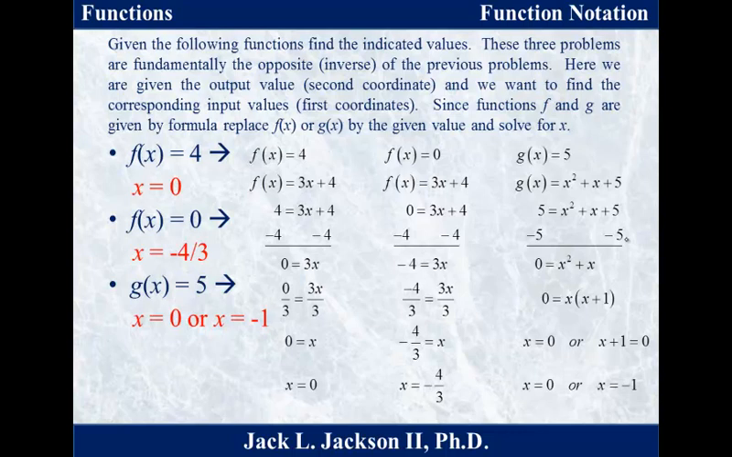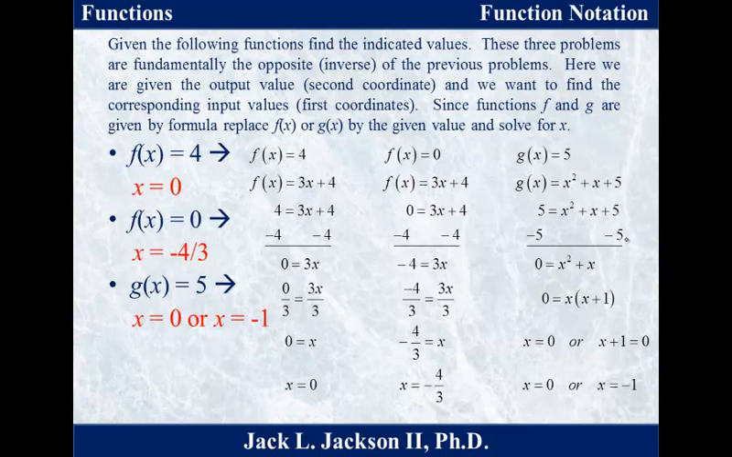Now the next one actually has two answers. It's a little bit more complicated. Let g of x equal 5. So I've got 5 equals x squared plus x plus 5. I subtract 5 from both sides and I get 0 equals x squared plus x.